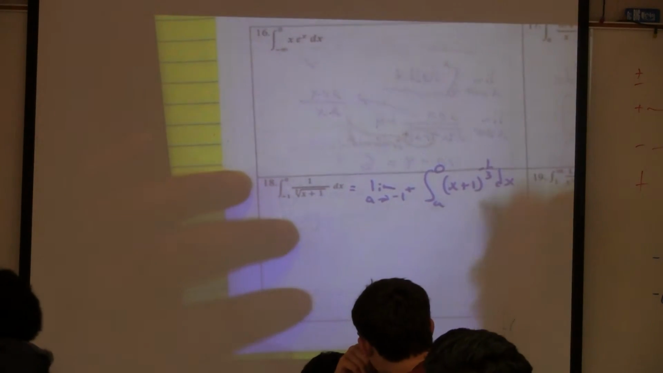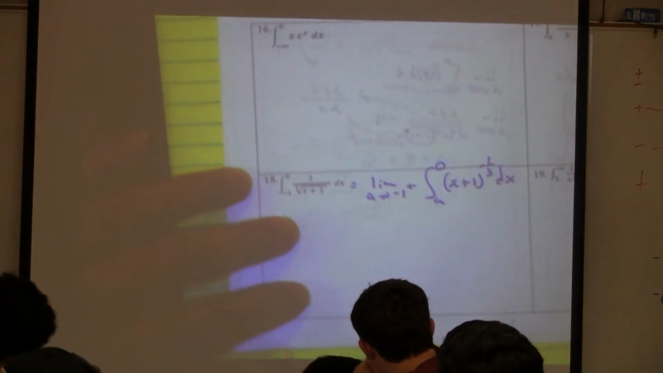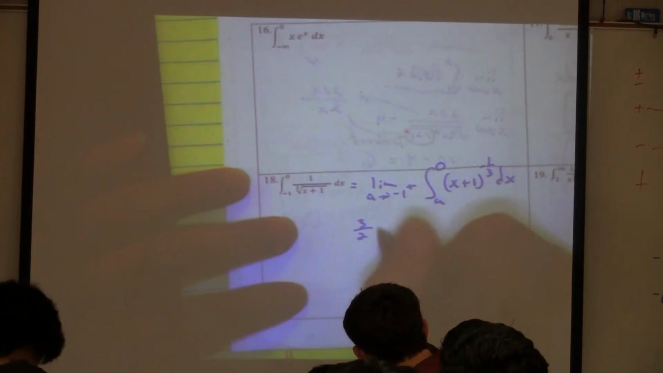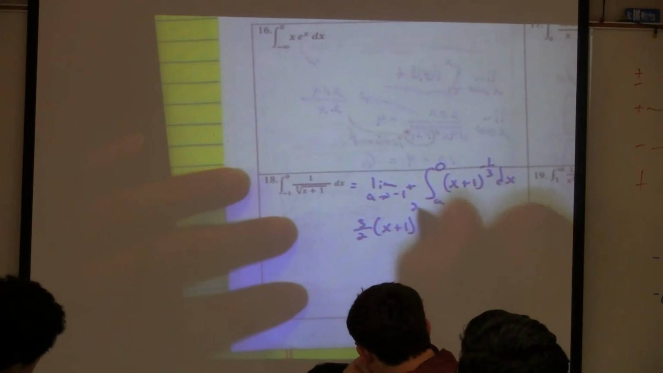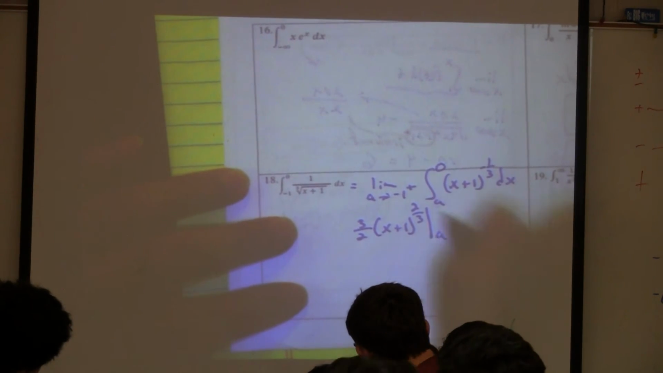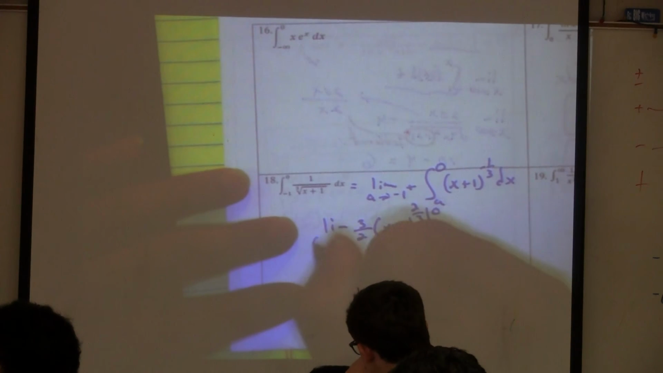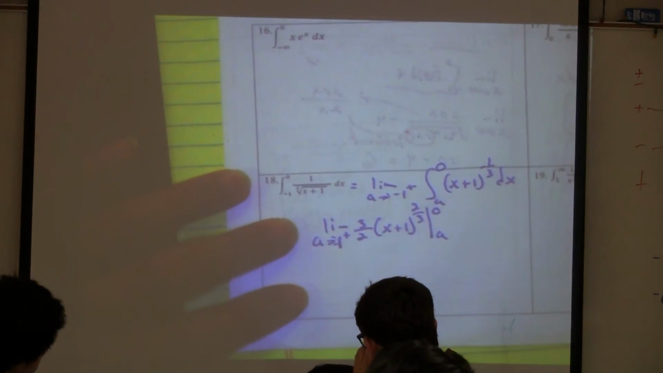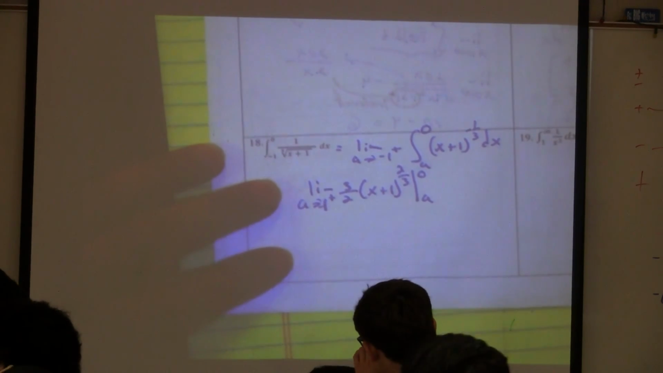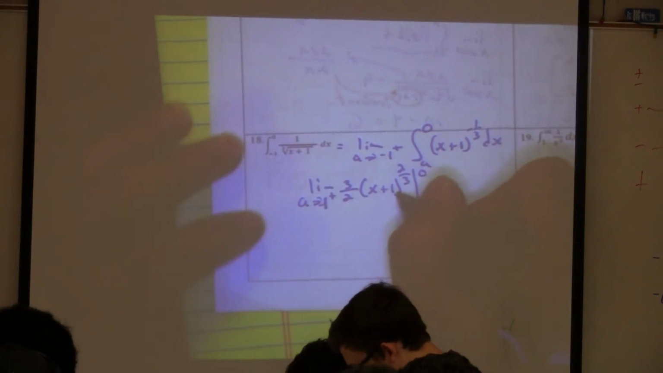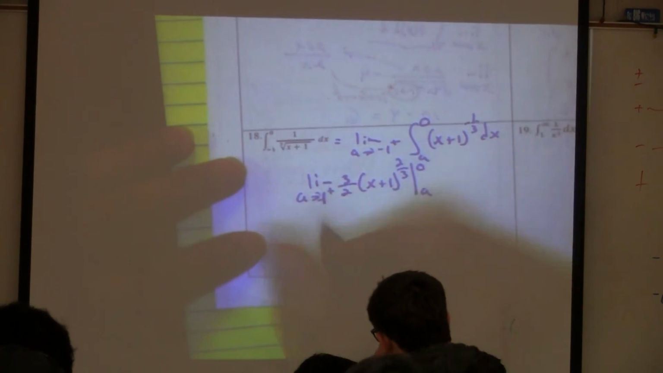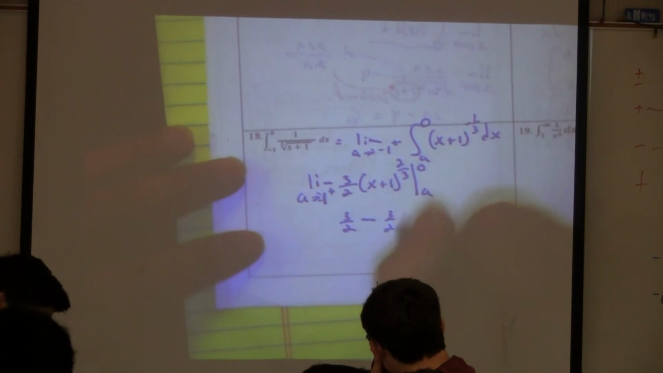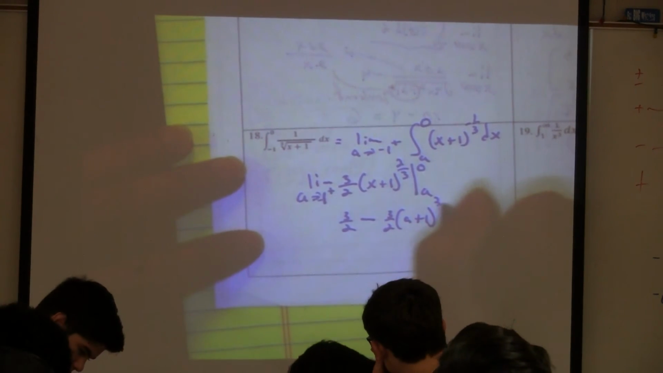So here we go. What's the integral of this? 3 over 2 times (x plus 1) to the 2 over 3. Evaluate it from a to 0, and we want the limit of that as a approaches negative 1 from the right. Plug in 0: 0 plus 1 to the 2/3 is 1, times 3 halves gives 3 over 2, minus 3 over 2 times (a plus 1) to the 2 over 3.